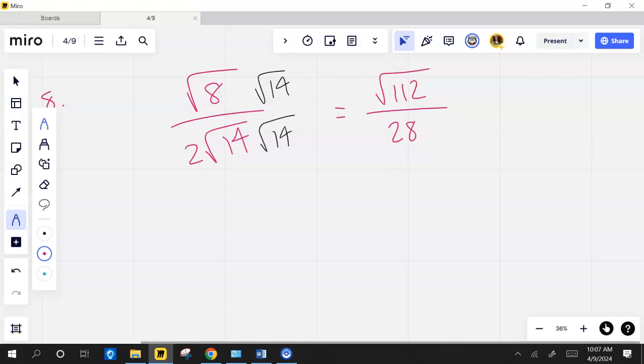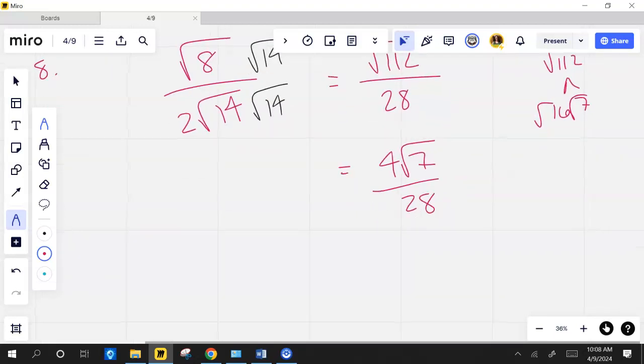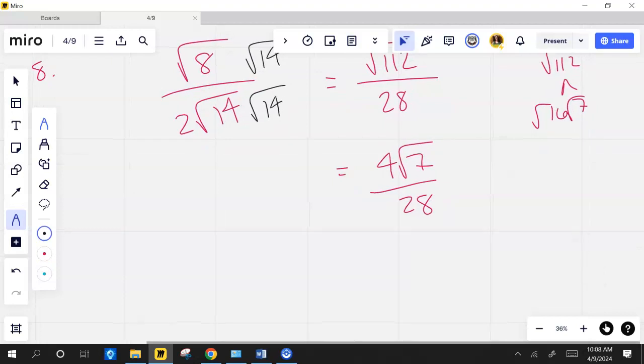Now I'm going to try to simplify the 112. I know I can divide it by 4, but I can do something bigger than 4. Let's see. 16. 112, I could do 16 times 7. Right? So I get 4 root 7 over 28. That's okay, but now the question is, how do I simplify this? Do I simplify the 7 and 28 or the 4 and 28?